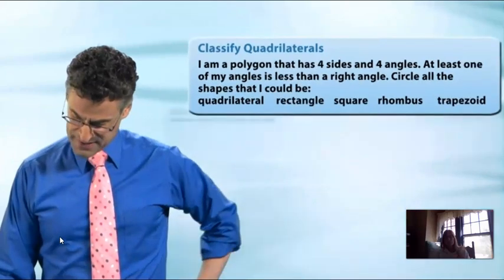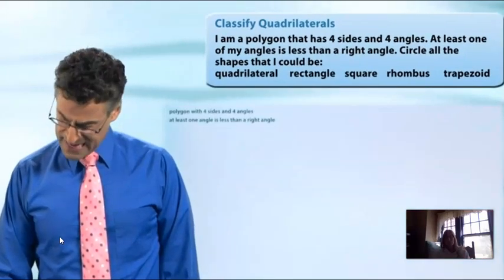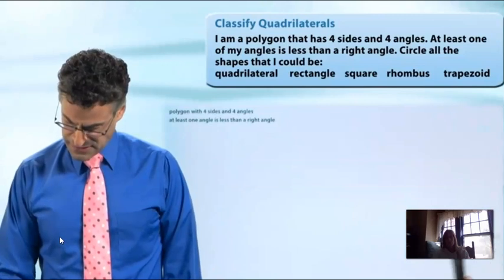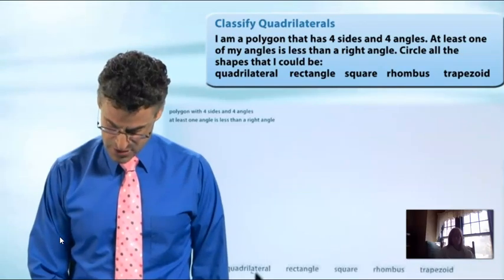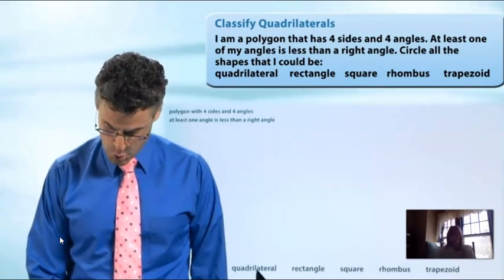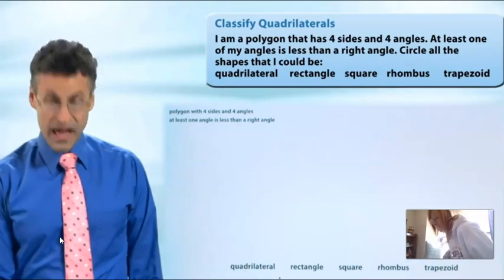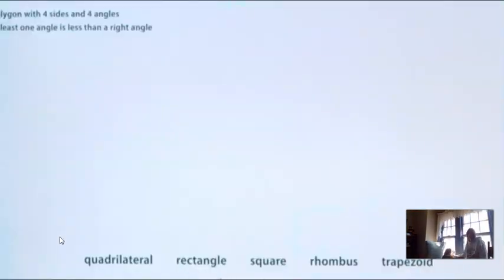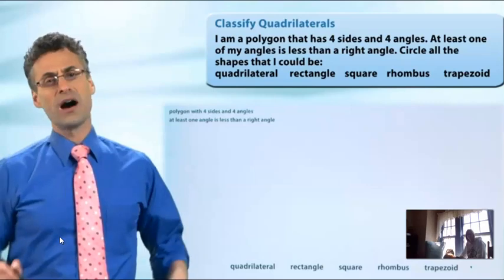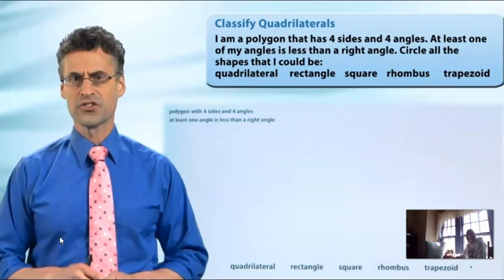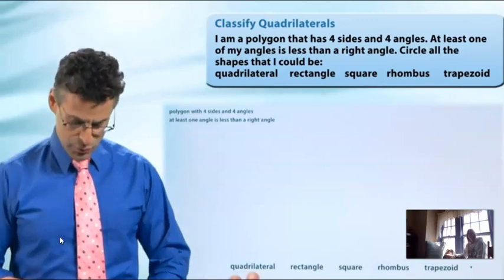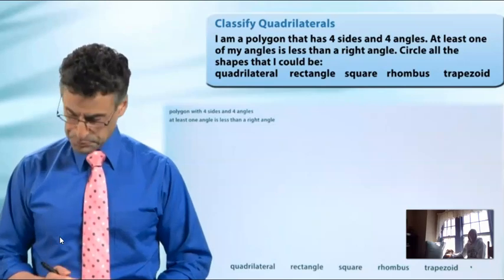Okay, so let me show you all the candidates that we're going to look at to circle. Ready? Bring on the candidates. Okay, everyone, slow down. So: quadrilateral, rectangle, square, rhombus, and trapezoid. I am a polygon that has 4 sides and 4 angles, and at least one of my angles is less than a right angle. And the question is, which of these could I be?